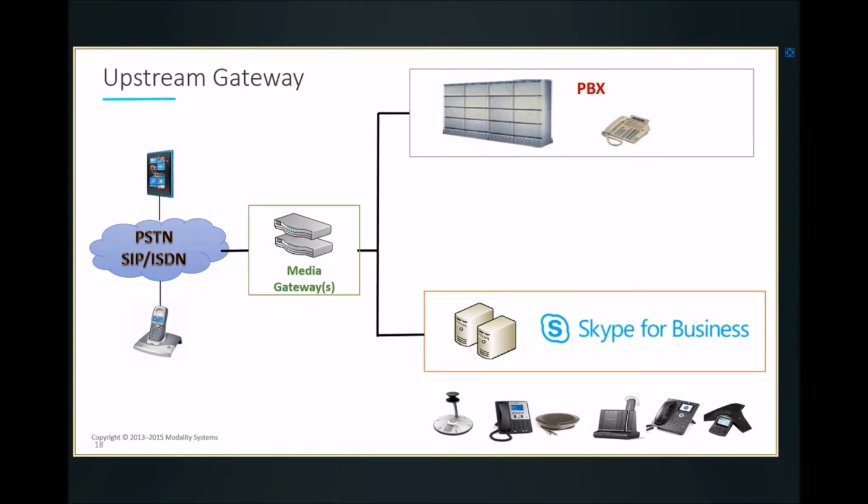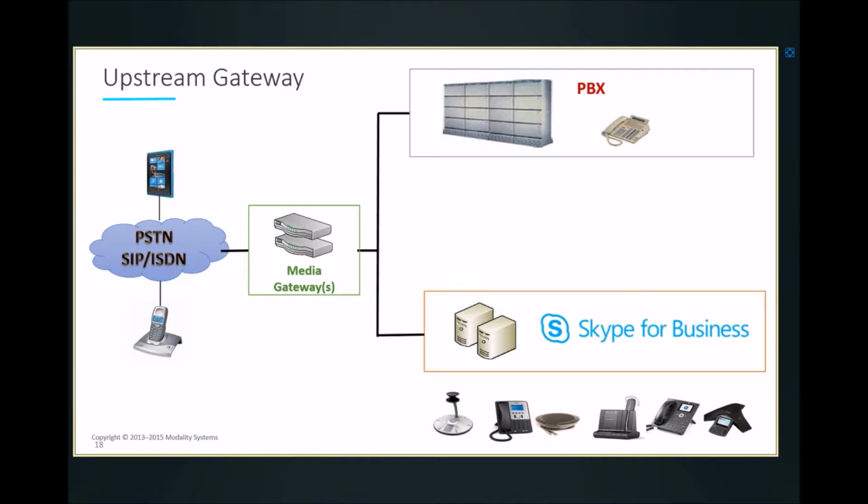Then the other model kind of flips that on its head, and that's upstream gateways. In upstream gateways, the media gateways become the authority, if you like. They sit in front of the PBX between the carrier and the PBX. In this model, the gateway becomes the authority and it chooses if the call goes to the PBX or to Skype for Business. And it could still be that the majority of the users are on the PBX to start off with, only a subset are on Skype for Business.